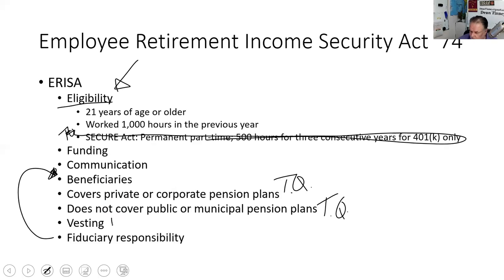By the way, the test question, we have to tell you what that vesting is. You don't even know the vesting schedule, but ERISA requires us to tell the employees how they become vested, right? So they can make a good decision.